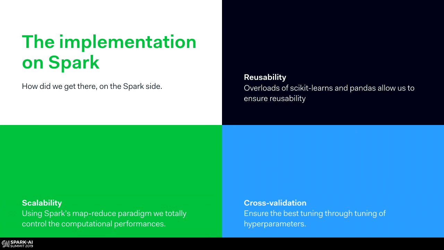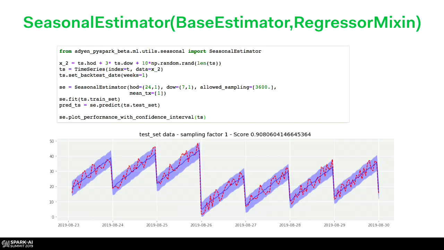So first of all, reusability. This is the implementation of our SeasonalEstimator. We reuse the scikit-learn interface, fit and predict, and you learn a bunch of features. In this case, we threw in the hour of the day, the day of the week and some noise. That's exactly what it predicted, because it's able to understand the hour of the day, the day of the week or the day of the month, things like that.